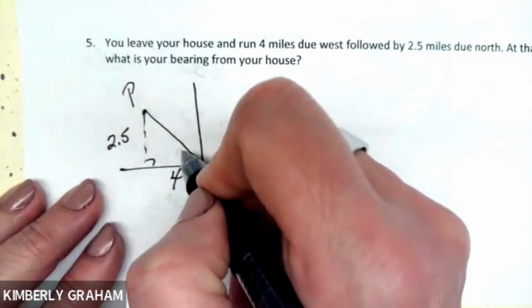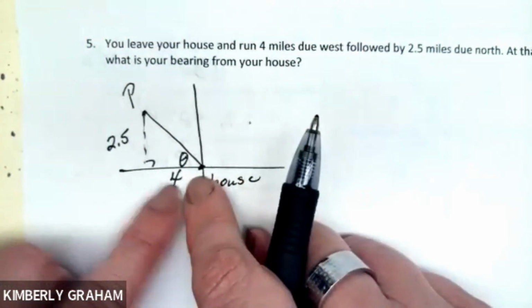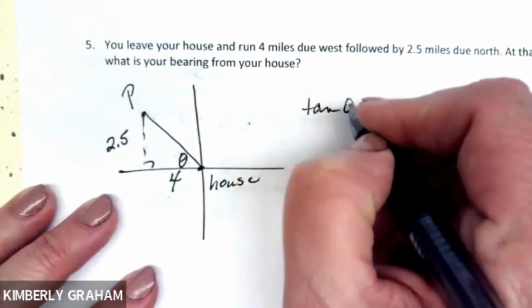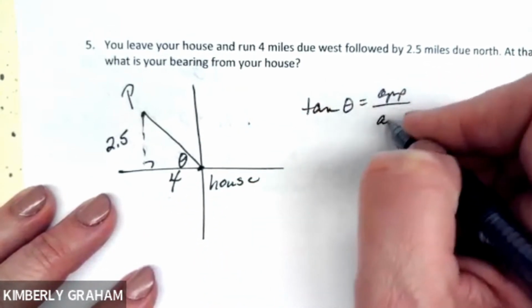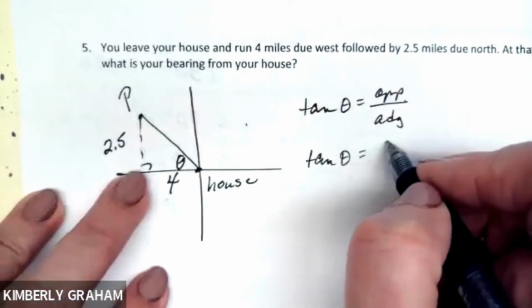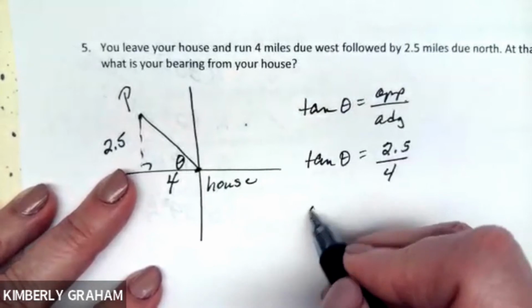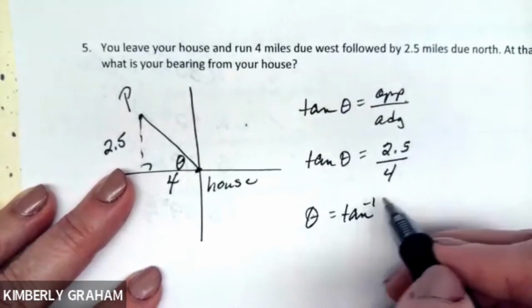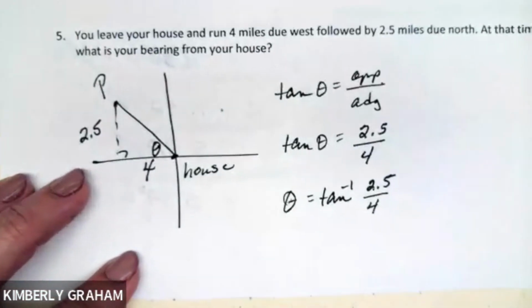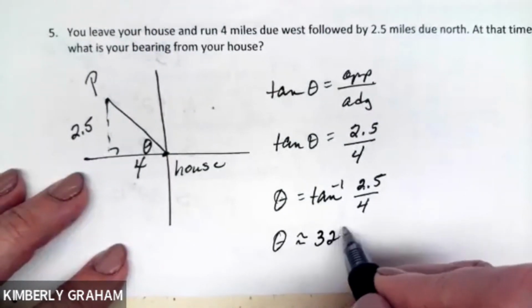If I look at this angle theta, that will relate opposite over adjacent. Tangent of theta is opposite over adjacent. So the tangent of theta is 2.5 over 4 to figure out that angle measure theta. That is the inverse tan of 2.5 over 4. So you would put that into your calculator and you get approximately 32 degrees.